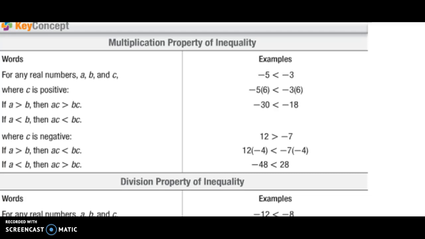And the reason that is, is because you'll see this example right here. 12 is greater than negative 7, right? But if I multiply both sides by negative 4, all of a sudden we get negative 48 and 28. Now, is negative 48 still greater than positive 28? The answer is no. That is why our symbol has to switch right there.